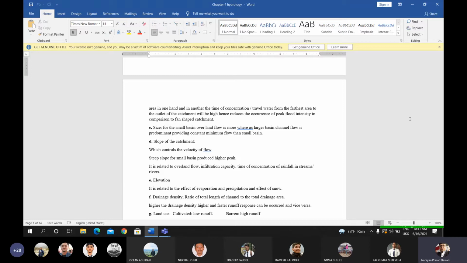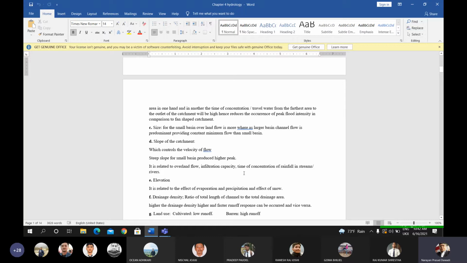If the slope is gentle, then the water to reach from the farthest point to the river outlet point or river inlet point will take long. So the time of concentration will be long, the chance of loss of water while traveling may occur, so the runoff will be less. Okay. If the time of concentration is less, then the runoff will be high.